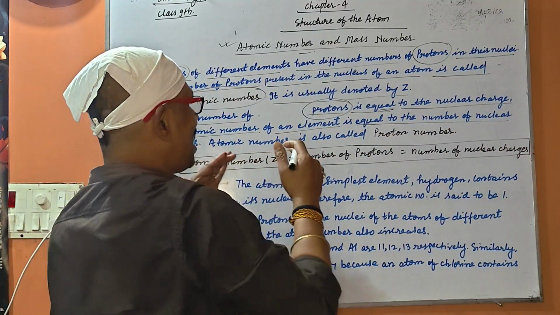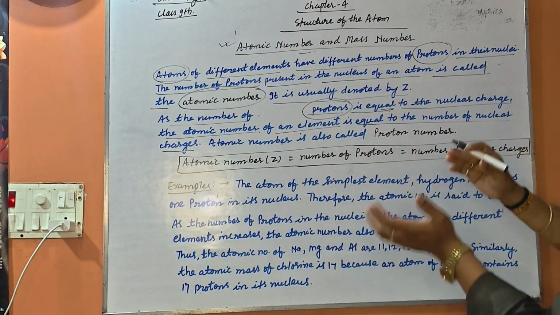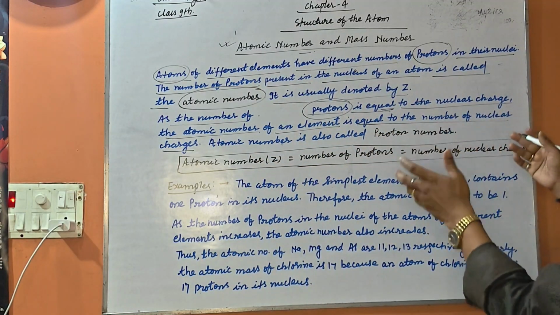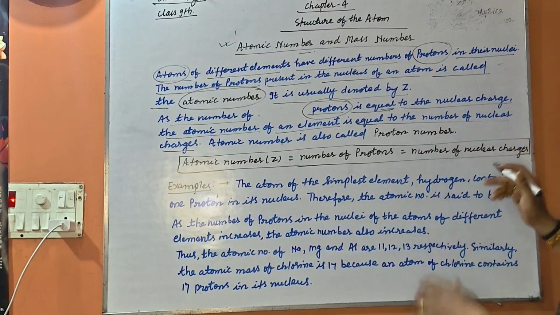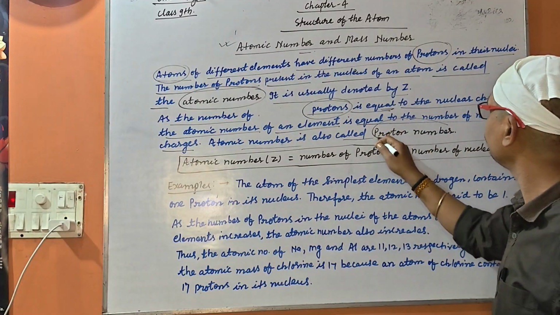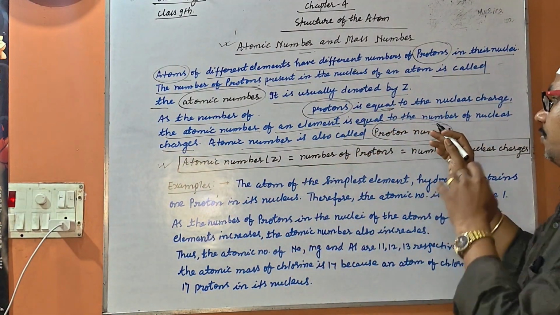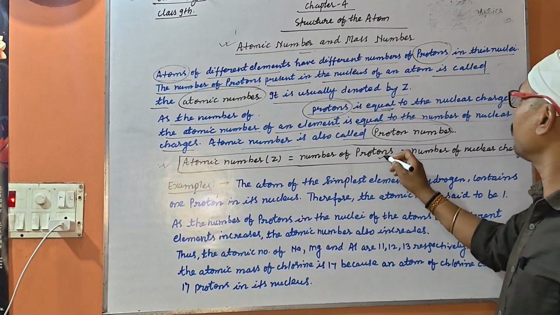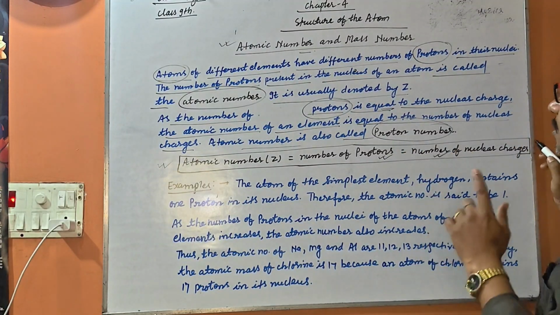Both are the same. As the atomic number of an element is equal to the number of nuclear charge, they are also equal to the nuclear charge. So you can say the atomic number is also called the proton number. The formula is here: the atomic number, denoted by Z, is equal to the number of protons, and this is equal to the number of nuclear charges.